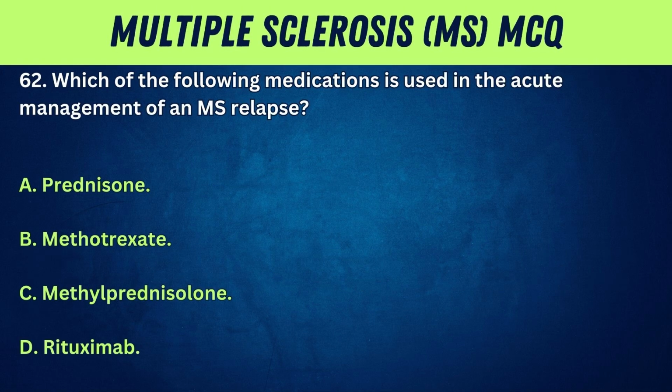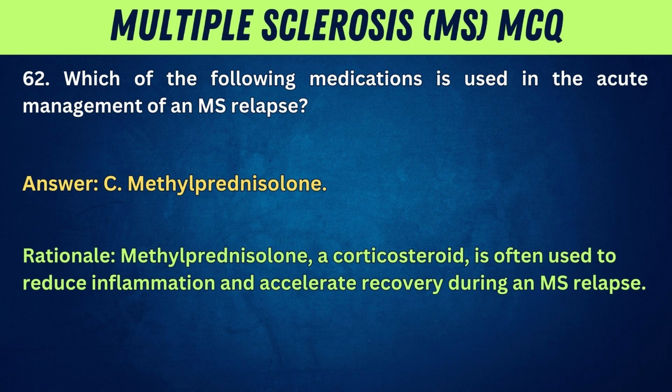Which of the following medications is used in the acute management of an MS relapse? A. Prednisone. B. Methotrexate. C. Methylprednisolone. D. Rituximab. Answer: C. Methylprednisolone. Rationale: methylprednisolone, a corticosteroid, is often used to reduce inflammation and accelerate recovery during an MS relapse.